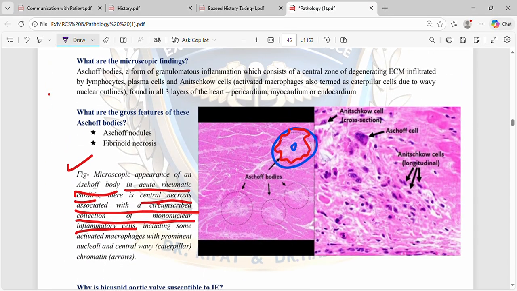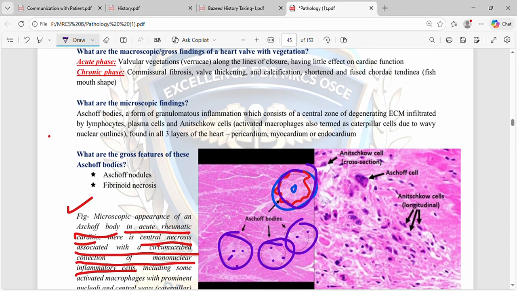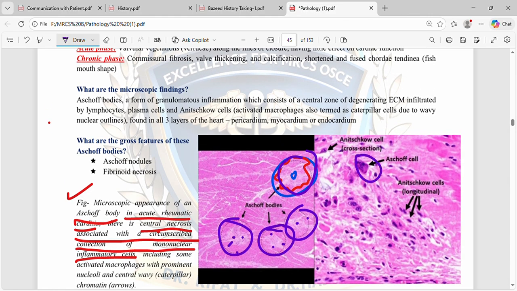What are the gross features of these Aschoff bodies? So these are the Aschoff bodies. You can say these are the granulomas in the heart. They have these Anitschkow cells, which are called caterpillar cells. You can see here. If you look closely, there will be Aschoff nodules and fibrinoid necrosis.